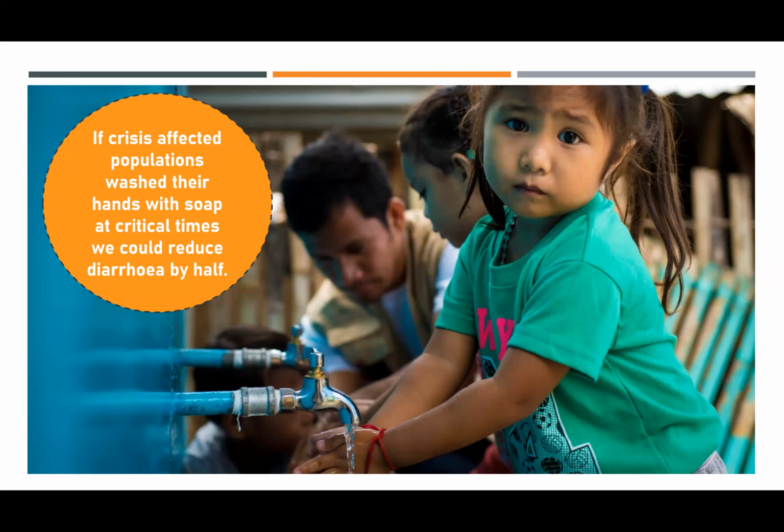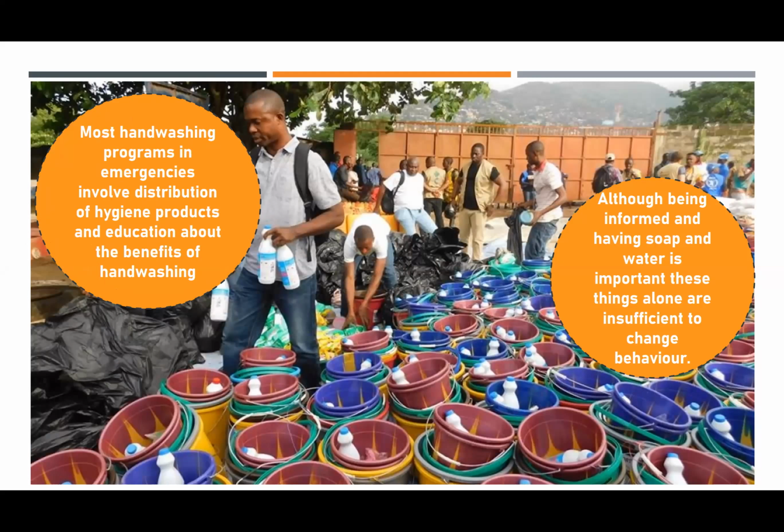Hand washing with soap can potentially cut diarrheal disease by almost half and reduce respiratory infections by almost a quarter. But at the moment, most hand washing programs in emergencies consist of 2 main things: the distribution of hygiene kits and hygiene education, which typically involves just explaining the public health benefits of hand washing. Now, of course, being informed and having access to soap and water is important, but these 2 things alone have typically not been sufficient to result in meaningful behavior change in crises.